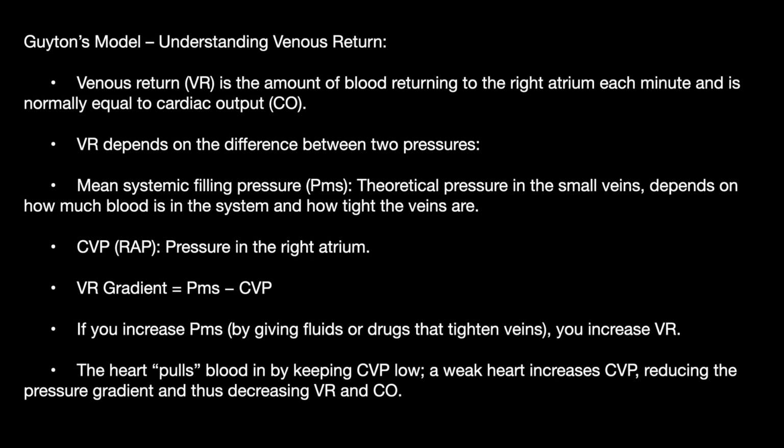The heart pulls the blood in by keeping the CVP low. However, a weak heart which is unable to pump properly cannot keep the CVP low. It increases the CVP, reducing the pressure gradient, thus decreasing both the venous return and the cardiac output.